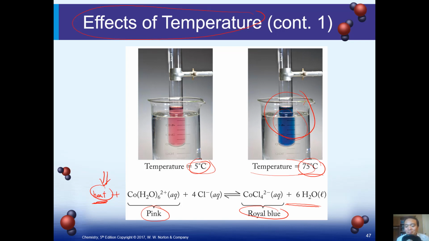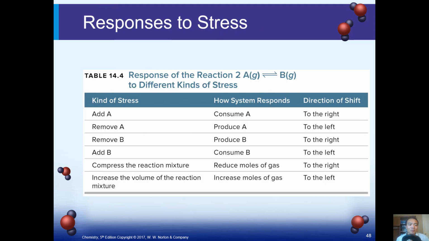Let's summarize what we have learned so far. If you have a gas system, do remember, if you have pure solid or liquid, you do not consider pure solid or liquid. If you add some pure solid or take away some pure solid or liquid, it's not going to affect the equilibrium at all because they are not part of the Q or K expression.